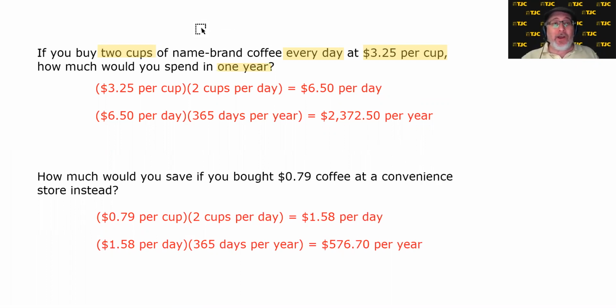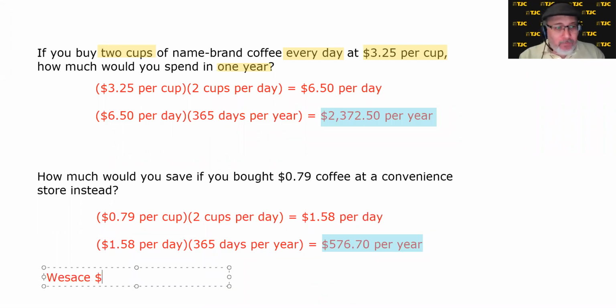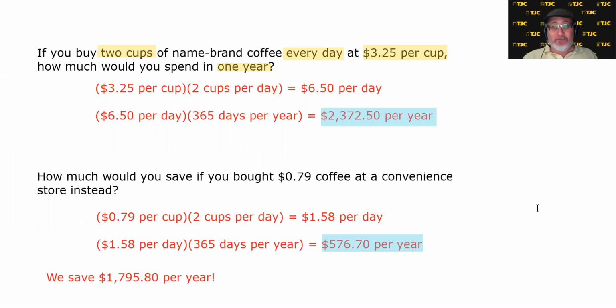So all we have to do to figure out how much we save by switching to the cheaper coffee is take the amount that we were going to spend and subtract how much we are planning to spend. And if we do that, we get, let's see, we save a lot. How much did we save? We save $1,795.80 per year, meaning we could have our coffee and probably still take a nice vacation.